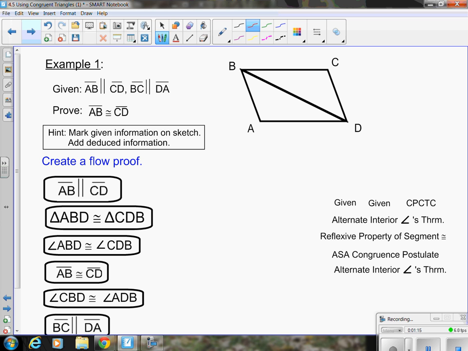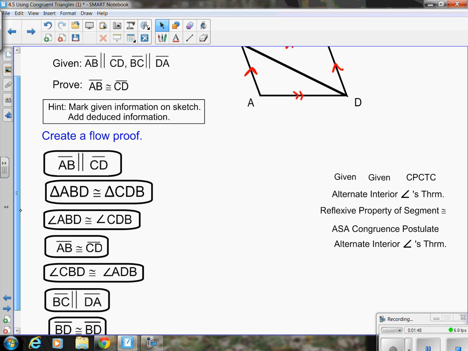Here's a first example. We know that AB is parallel to CD. So I'll mark my diagram with that. And BC is parallel to DA. So I'll use two arrows to show these lines are parallel. Prove that AB is congruent to CD. So I want to show that this segment is congruent to that one. And all I'm given is those parallel lines. Well, to do this, the first thing I'm going to do is start with my given.